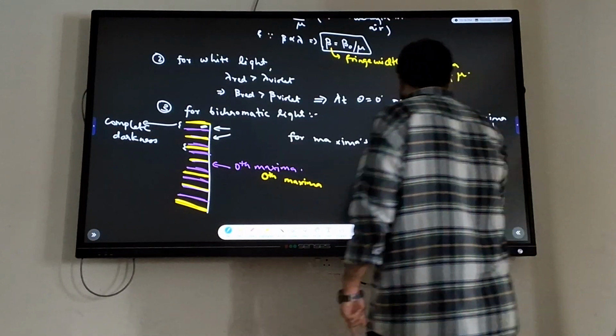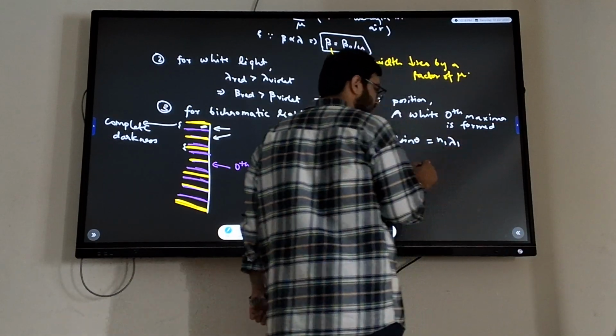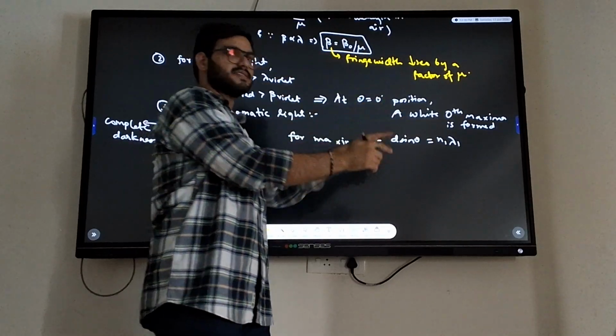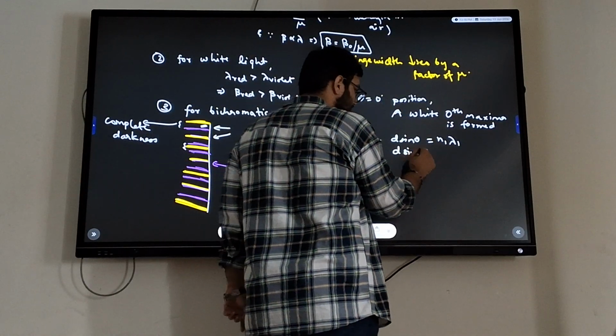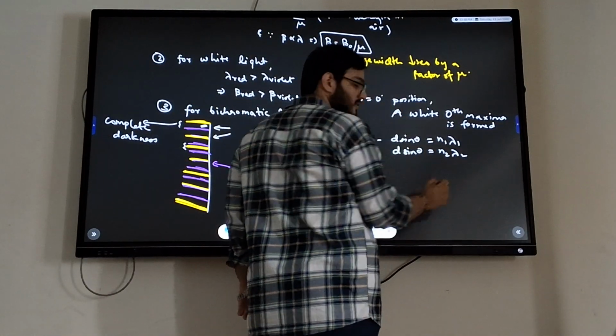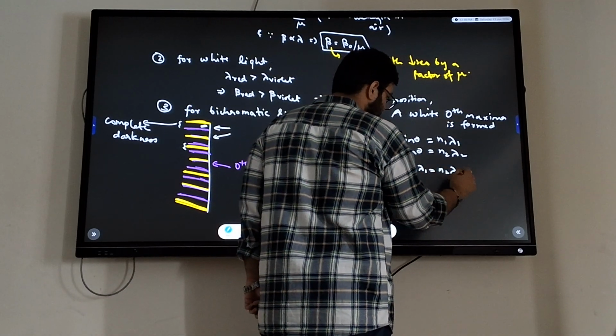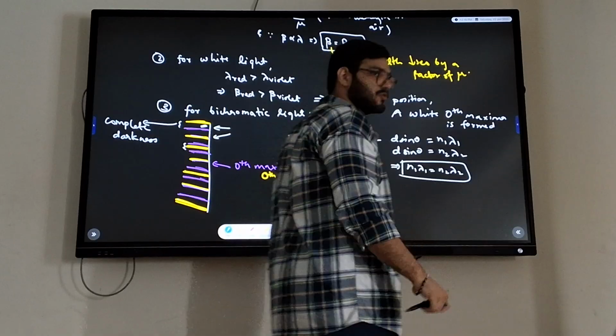So d sine theta is equal to n1 lambda 1, and then since they are coinciding, the angle is same. Angle is same meaning d sine theta is n2 lambda 2. Then what would be the condition? n1 lambda 1 should be equal to n2 lambda 2 for them to coincide.